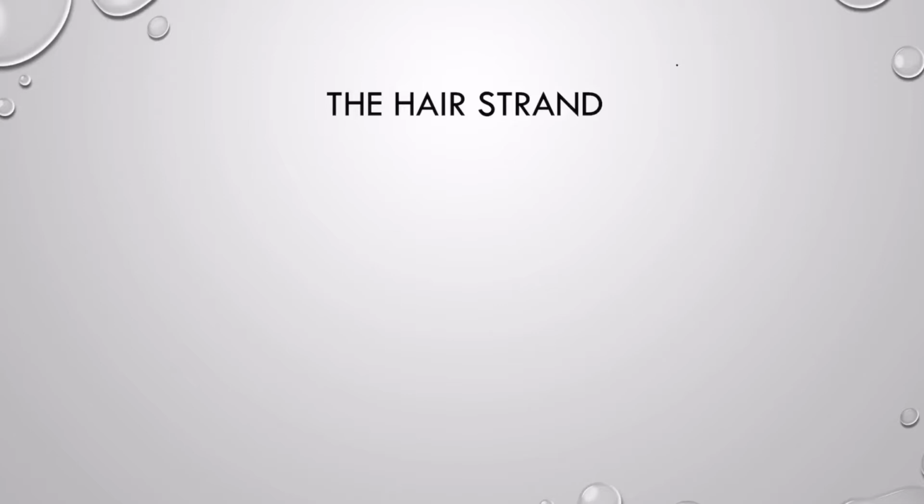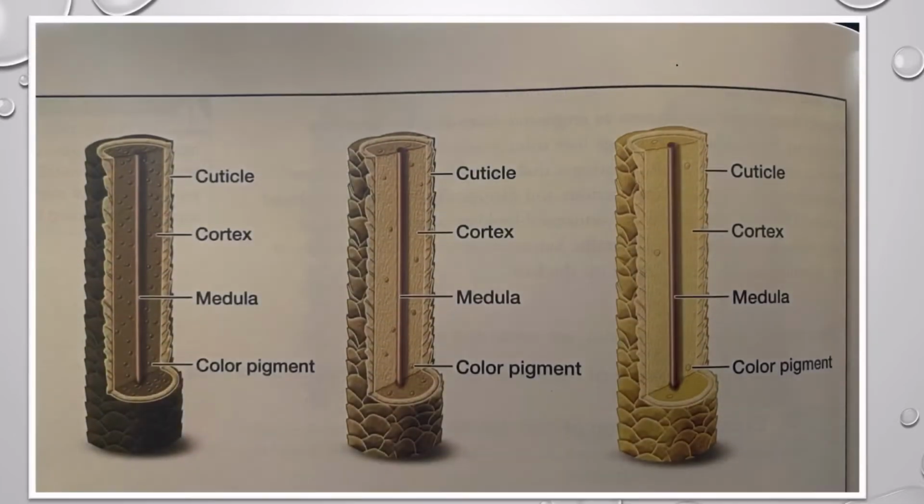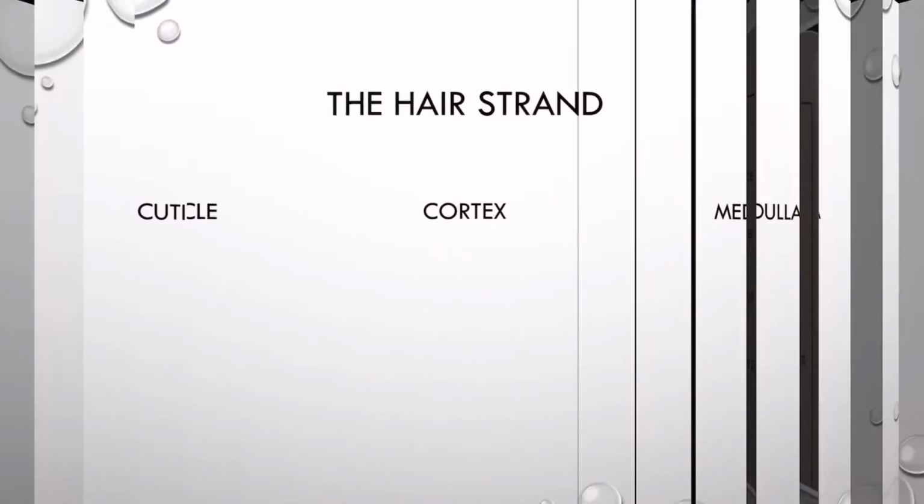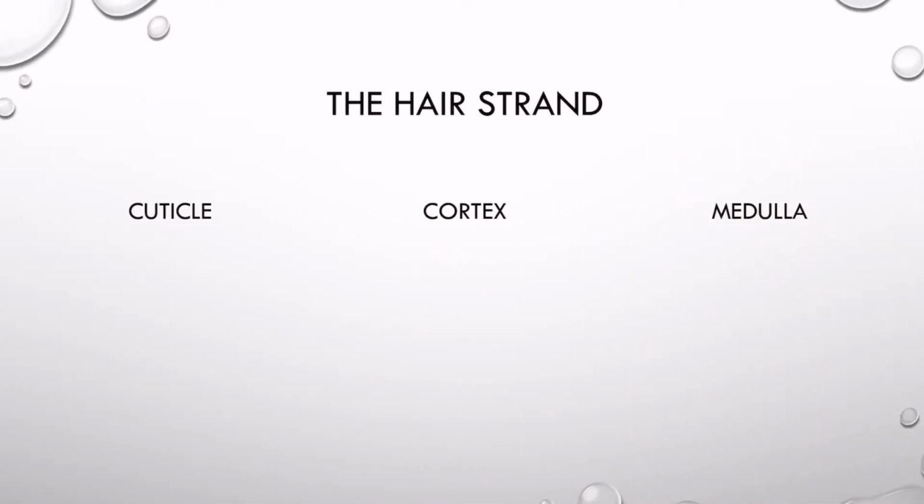The hair strand. Here's a picture of the hair strand and you see the different parts of the hair strand. And this is actually in the Milady's textbook, chapter 21. There's three parts to the hair strand. You got the cuticle, the cortex, and the medulla.